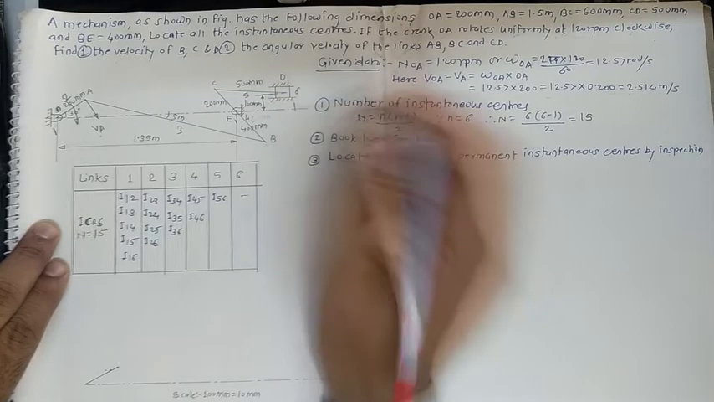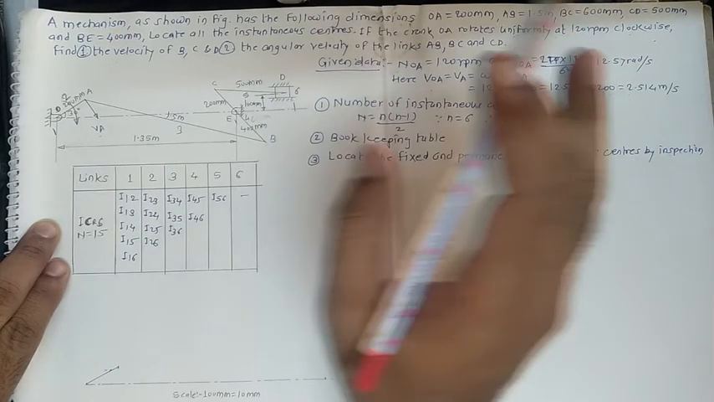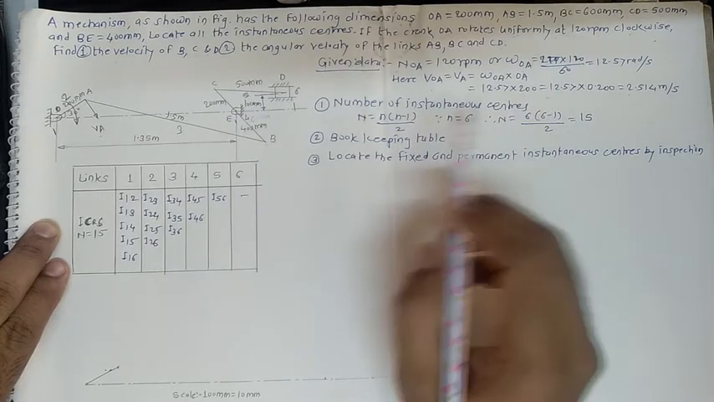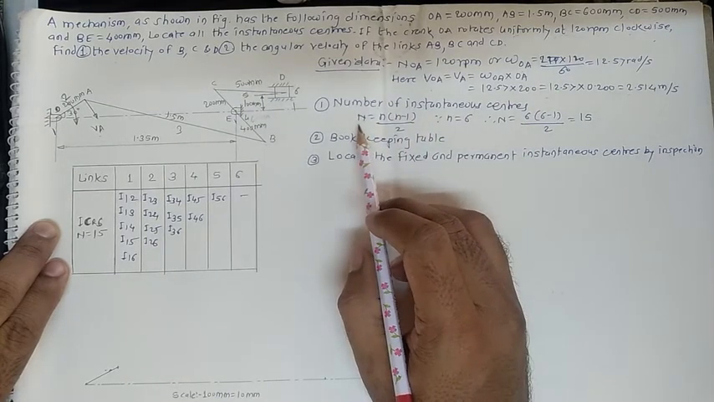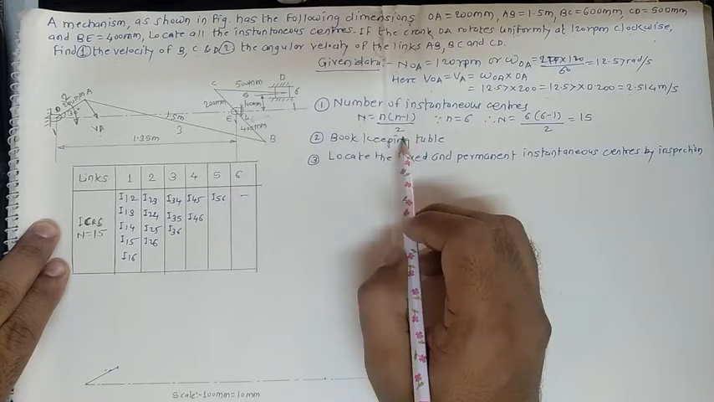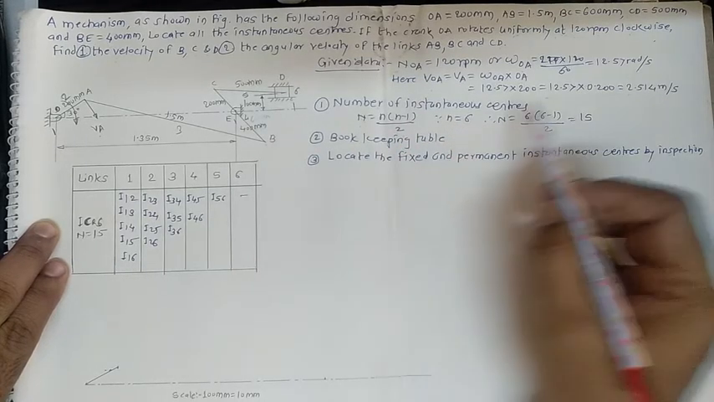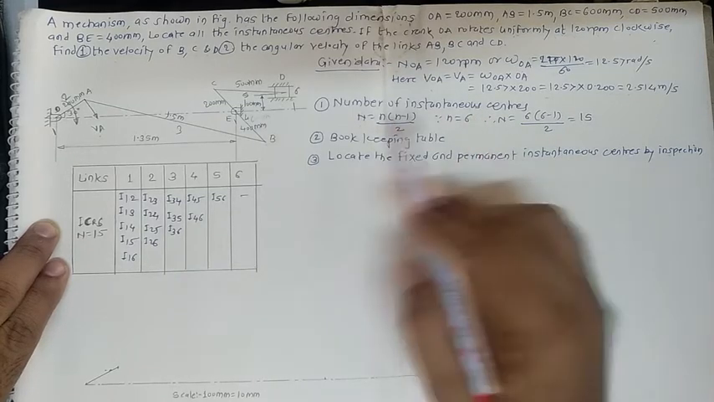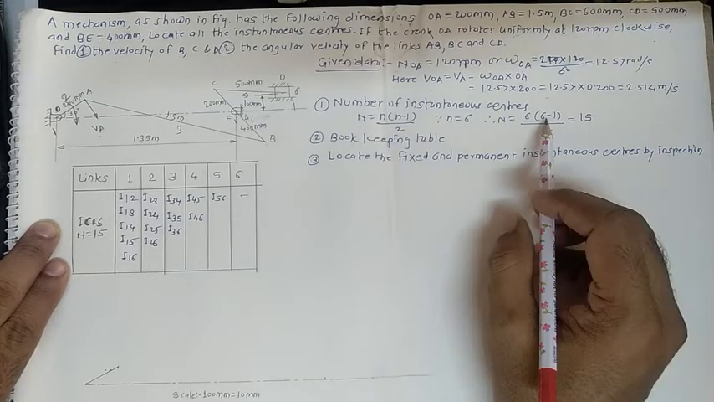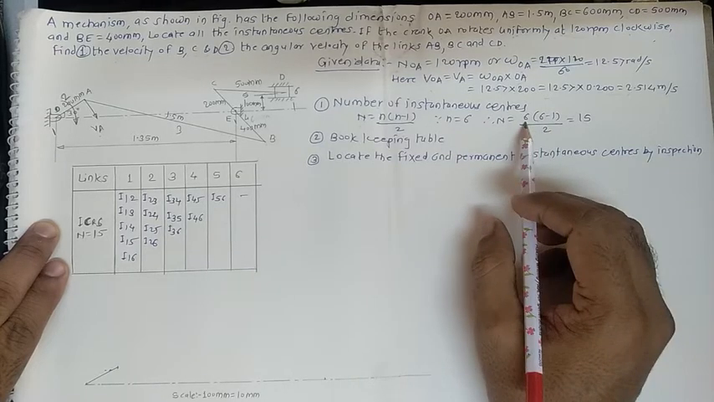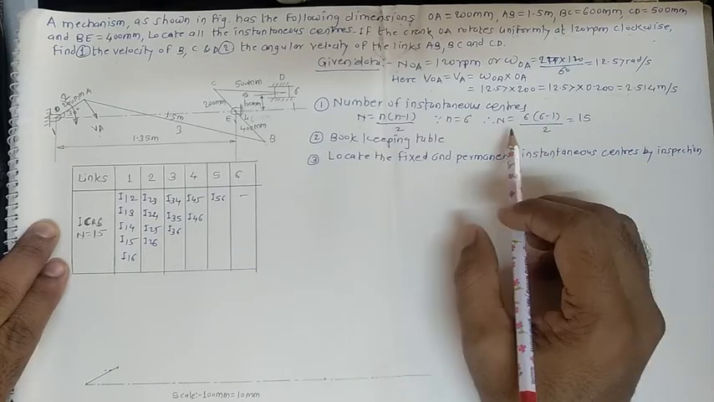Okay, so once the numbers are given, our task is to get the number of instant centers. That can be calculated with the help of this relation, capital N equals n into n minus 1 divided by 2. Here we know the value of n is 6. Just substitute n equals 6: 6 into 6 minus 1 divided by 2, we get 15.